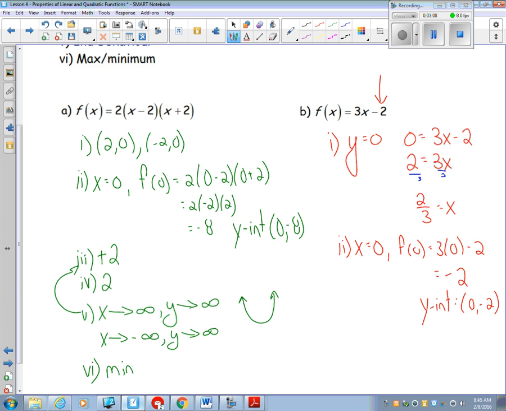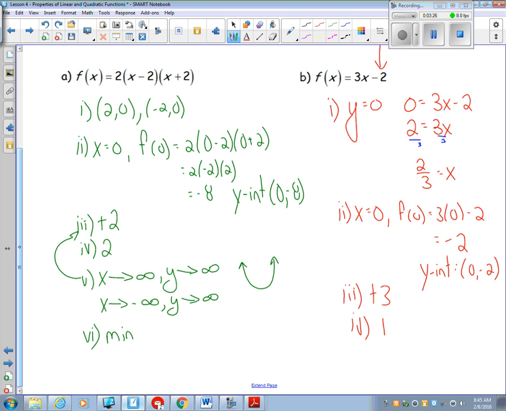Okay, (0, -2). Our leading coefficient, the thing at the front, the a value. Well, in this case, it's a positive 3. Okay. Part 4, what degree is this? Well, it's a linear relation, so that means it's a degree of 1.